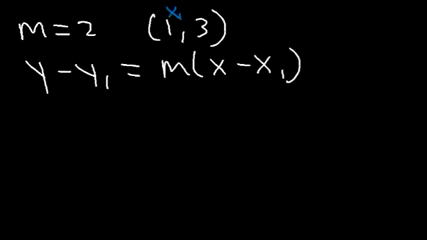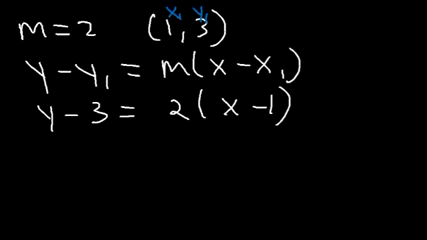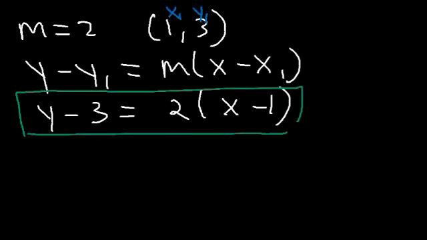So this is x1 and this is y1. So let's replace y1 with 3, m with 2, and x1 with 1. So this is the answer in point slope form. This is it. It's y minus 3 is equal to 2 times x minus 1.